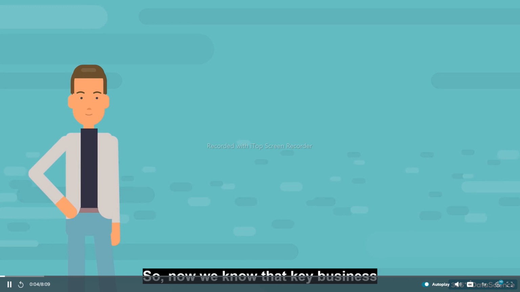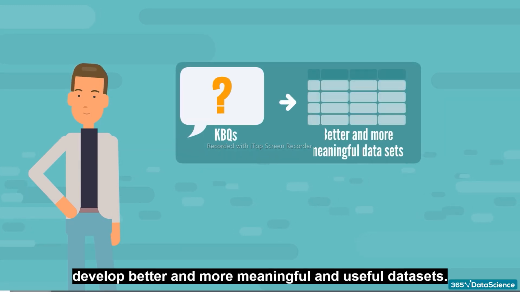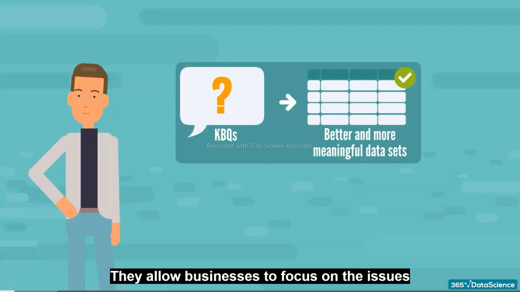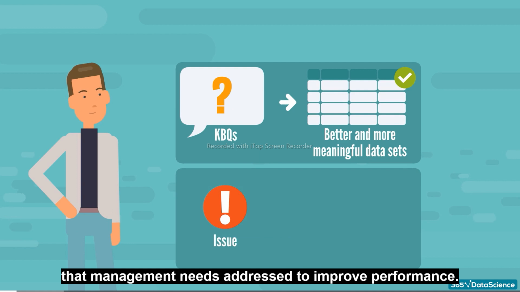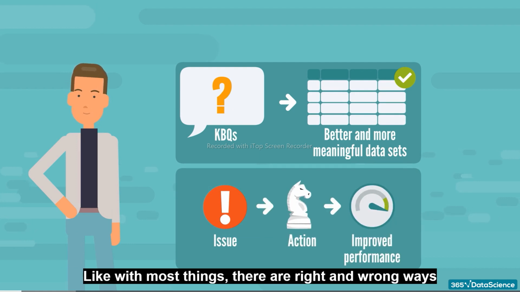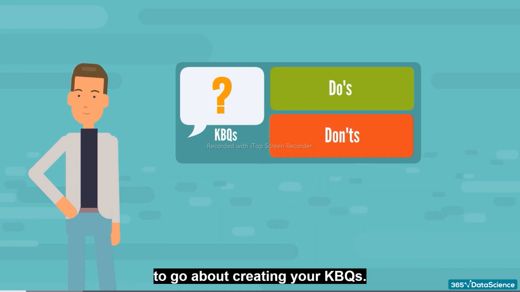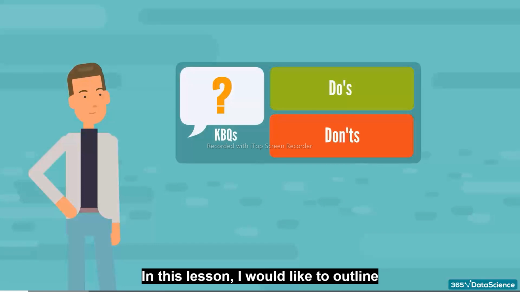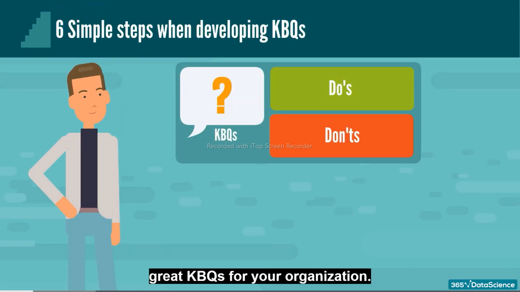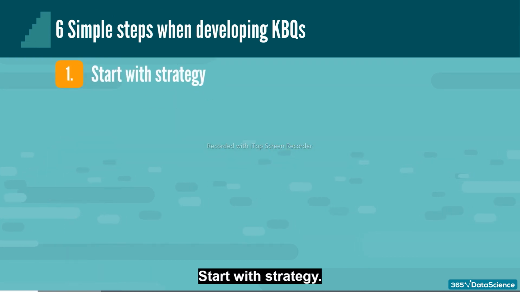So now we know that key business questions, or KBQs, help companies develop better and more meaningful and useful datasets. They allow businesses to focus on the issues that management needs addressed to improve performance. Like with most things, there are right and wrong ways to go about creating your KBQs. In this lesson, I would like to outline 6 simple steps that you can follow to develop great KBQs for your organization. Step number 1, start with strategy.